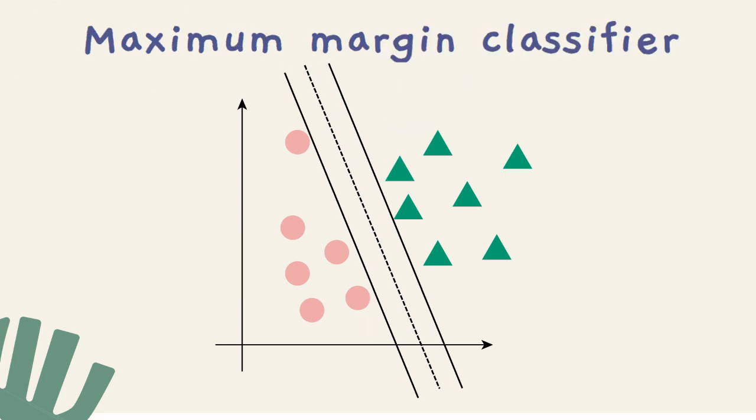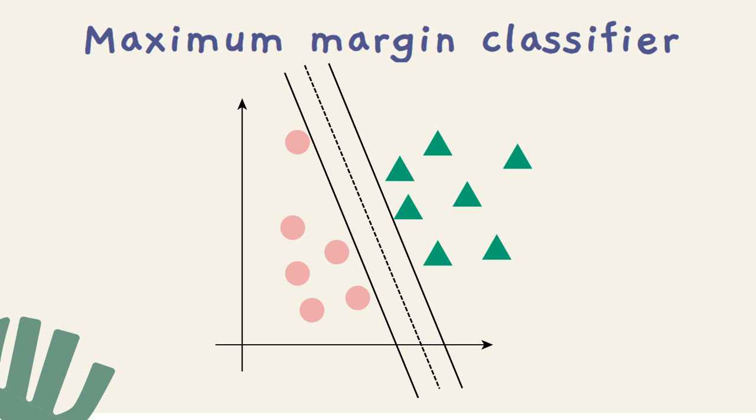Many people call SVM a maximum margin classifier because it uses a decision boundary and margins to separate the classes. In this example, it looks like the dashed line is equidistantly away from both classes. So how does SVM come up with this decision boundary?